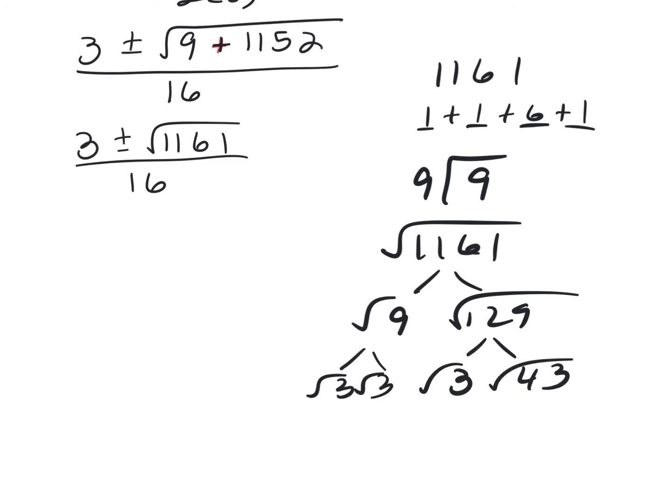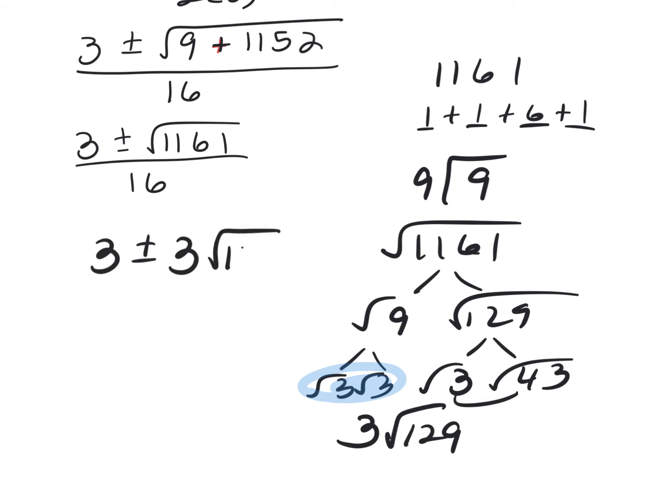So now I just look for my pairs. I got a pair of 3s, so this 3 comes out. These guys don't have pairs, so multiply them back. So now I have 3 plus or minus 3 square root 129 over 16. I cannot simplify the 3's and the 16, so I'm finished.